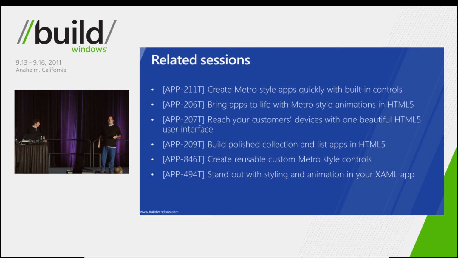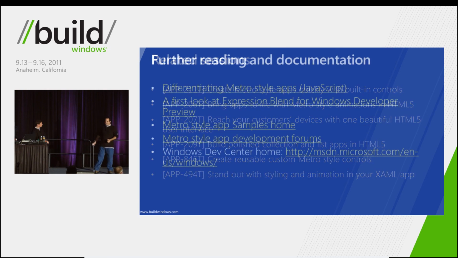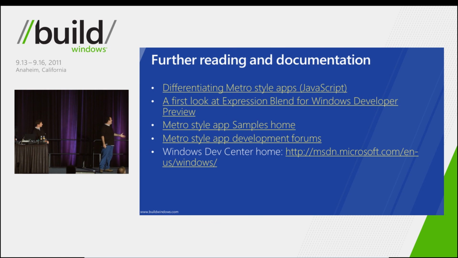There are some related sessions that you might want to take a look at. Some of these have already occurred, but they should be accessible on Channel 9. Creating Metro-style apps with built-in controls, and creating adaptable layouts for different sizes of screens and different orientations. There's Standout with styling and animation in your XAML app, which is the XAML equivalent of this talk, if you want to learn how to use XAML to do a lot of the stuff that we just showed you how to do. There's lots of further reading and documentation you can take a look at. There are samples, there's a developer forum, and there's documentation which references some of the earlier things that I was talking about, as far as a list of WinJS controls and parts.